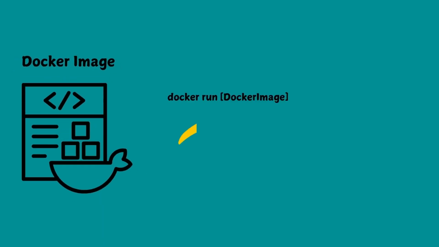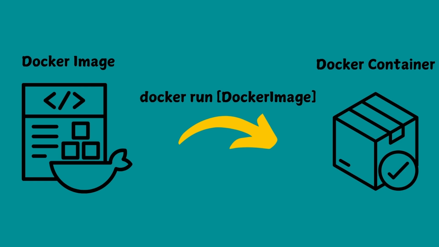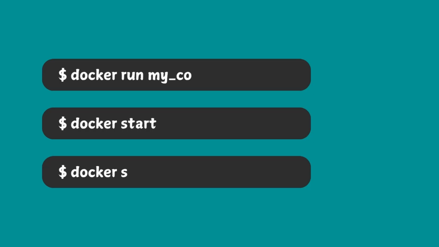A container is a runnable instance of an image. So you have a template, and based on that template, an instance of an image is created. You can create, start, and stop containers using Docker commands. By default, containers are isolated from other containers and from the host machine as well.